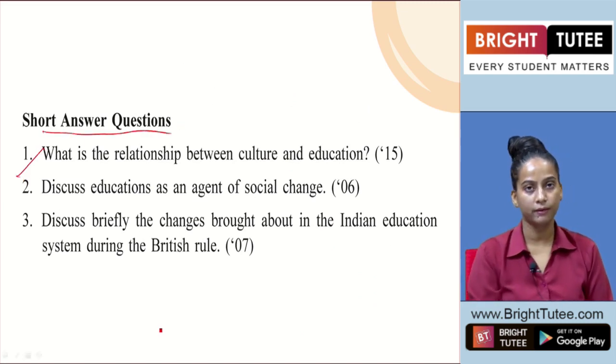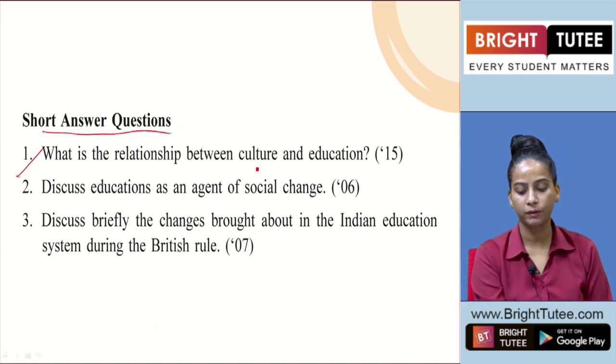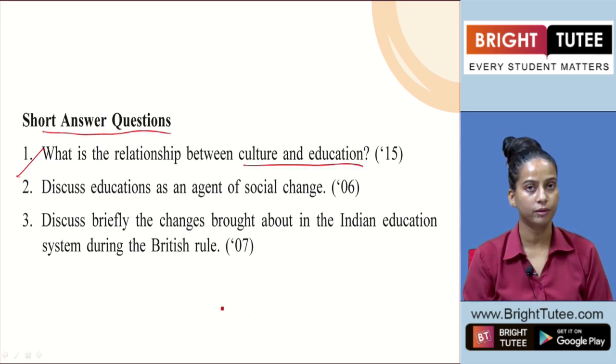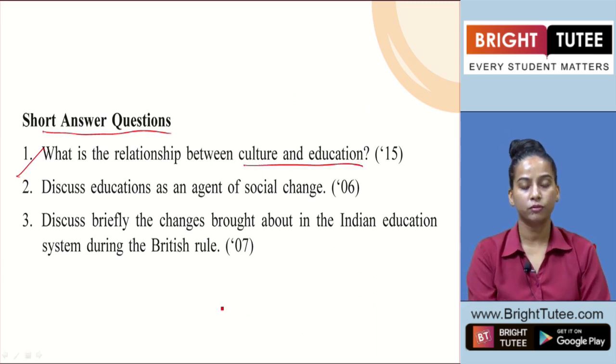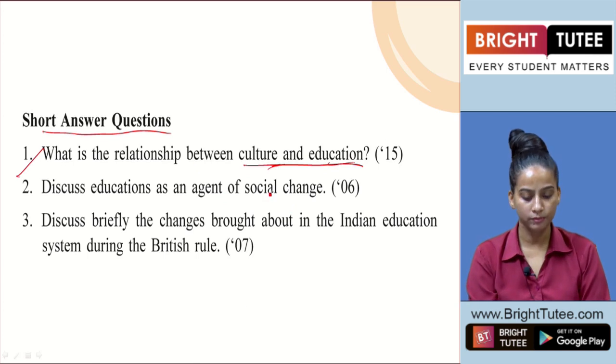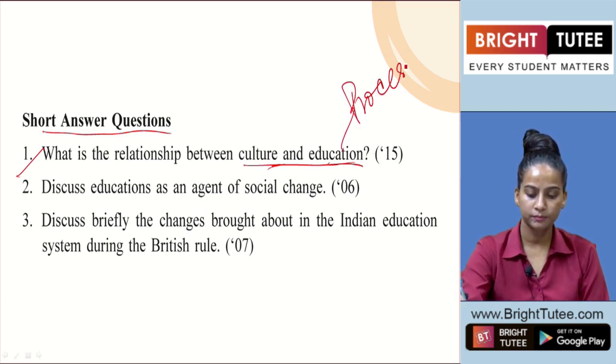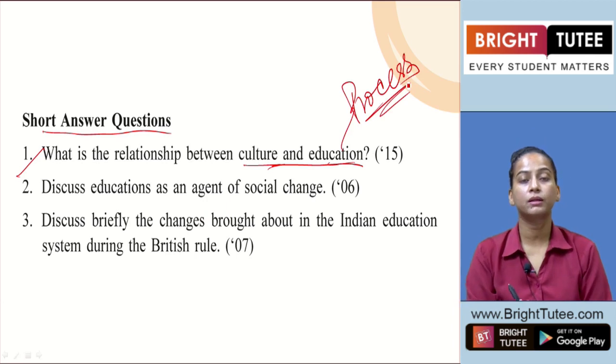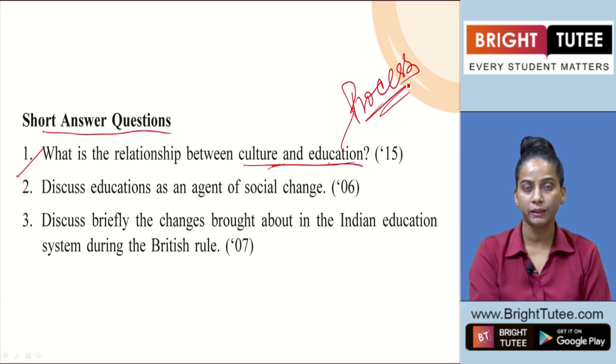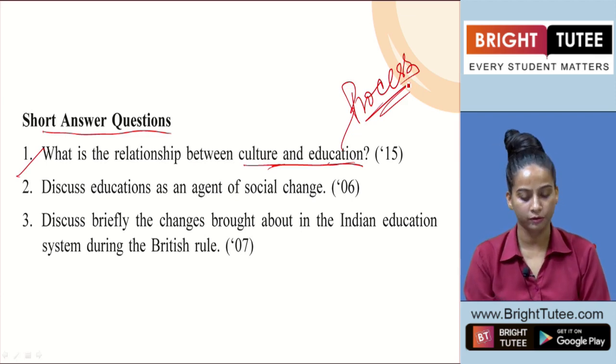The first one they have asked is: what is the relationship between culture and education? So we need to mention that obviously there is a close relation between culture and education. Then we have to define what education actually is. Education, we can say, is the process through which the culture of the society is transmitted from one generation to the next generation.